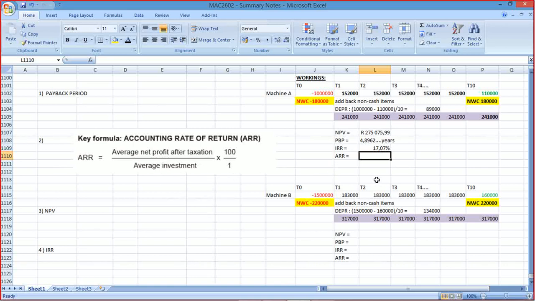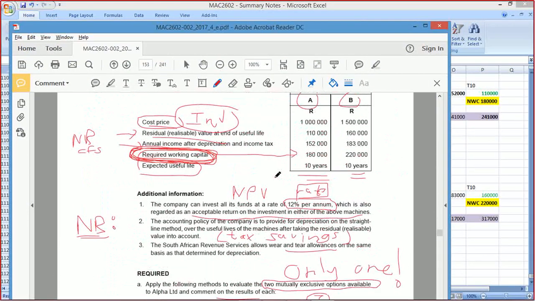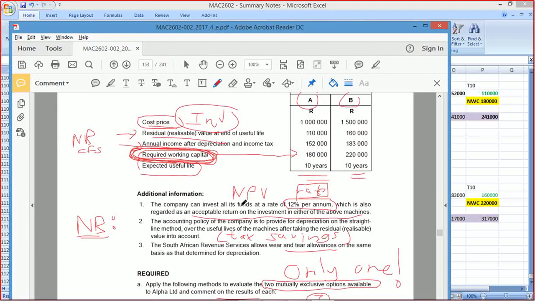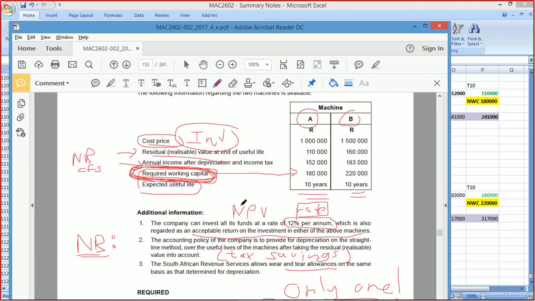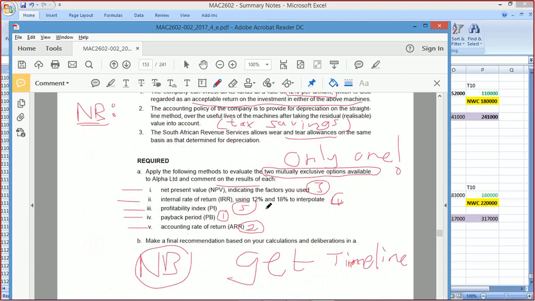The annual rate of return is average net profit after tax divided by average investment. For net profit after tax, I think we had that calculation. We need to take off the tax. Did they give you before or after tax here? Annual income after depreciation and income tax. So your average net profit after tax will be start plus end. Did they give you the start? No, they didn't say anything else about the start. You could divide it by 2, but the opening and closing would be exactly the same, because the amount didn't change.